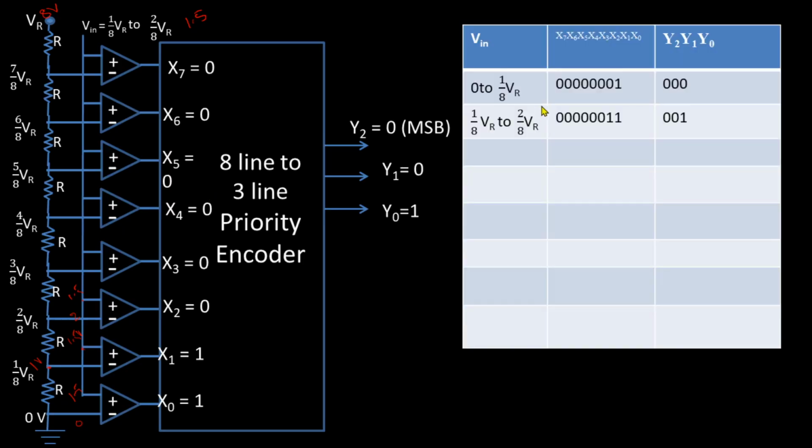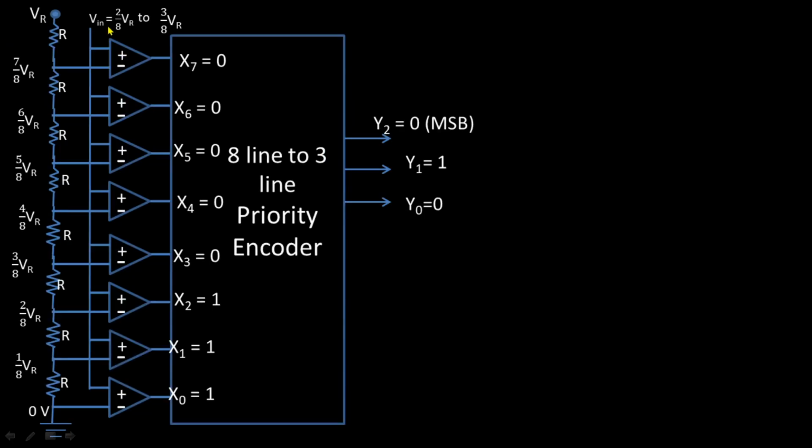Then this priority encoder inputs are 1 1 0 0 0 0 0 0. That is, x0 is 0, x1 is 1. The remaining outputs of these op amps are logic 0. So that priority encoder output gives us 0 0 1.